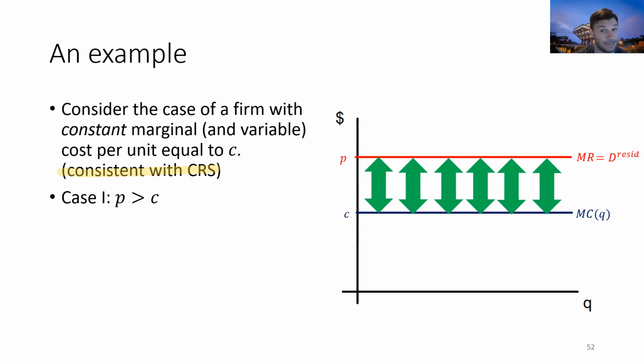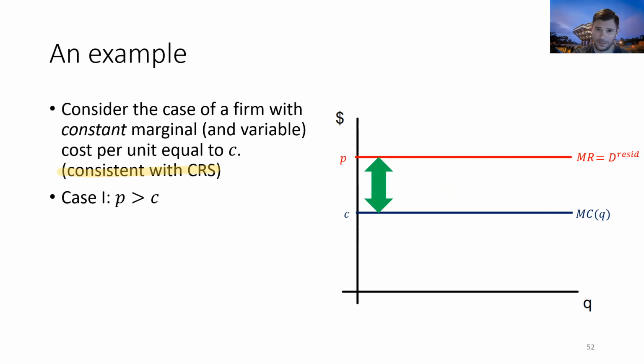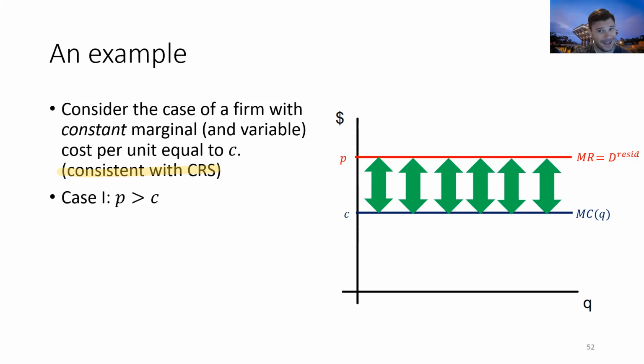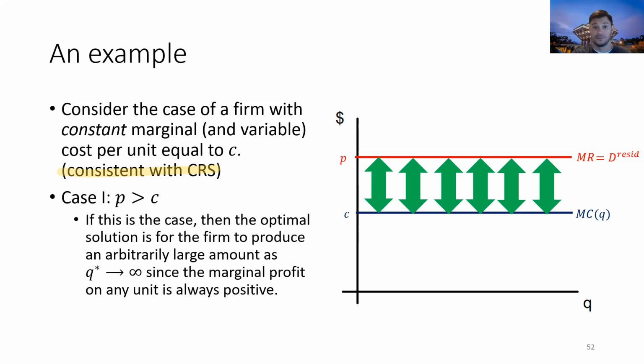I'm arguing it's not any point. Hey, if you stop here, that's not as much profit as if you produced here, which is not as much profit as if you went here. So it's not that any point is equally profit maximizing. If this is the situation, every unit gives you the same amount of profit, and that doesn't diminish, then how can you make as much profit as possible? You try to sell as many units as you possibly can, right? Sell an arbitrarily large amount.